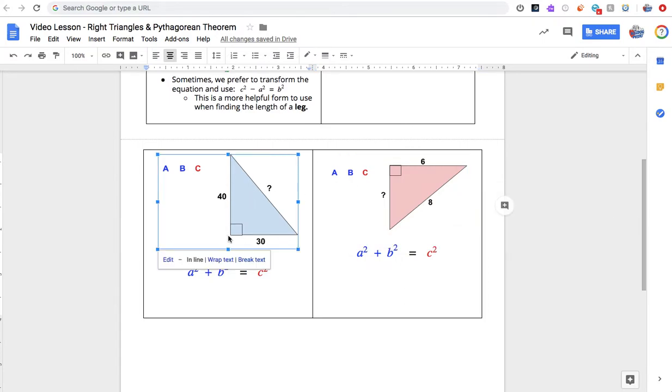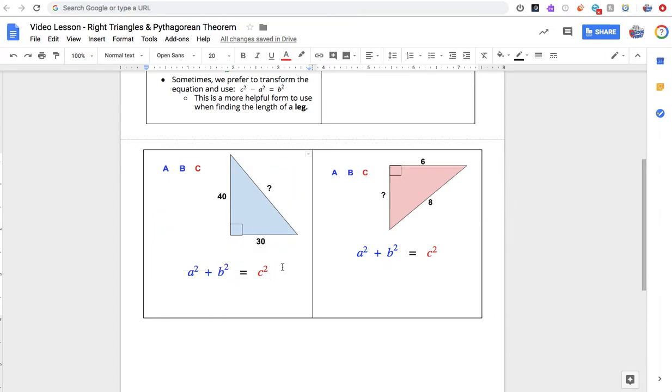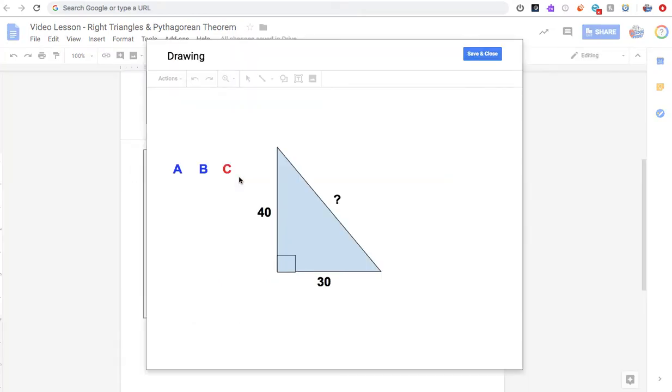We are given a right triangle. We know that from the right angle. Two side lengths of 40 and 30. We first want you to pause the video and think about which of these three side lengths is going to be the hypotenuse, or C. Welcome back. Hopefully you realize that the hypotenuse for the blue triangle is this long side here that we don't know.